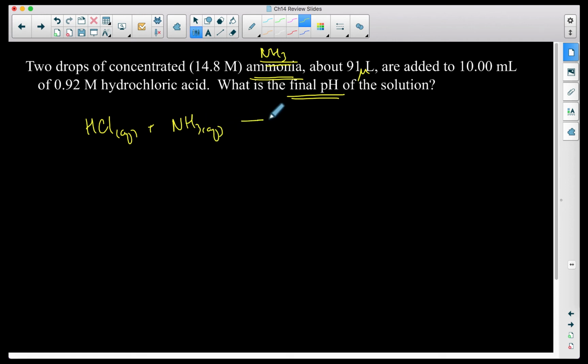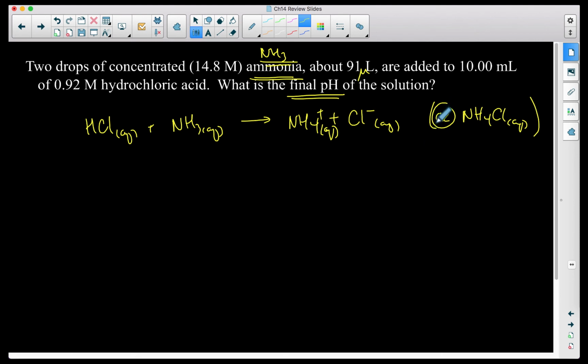Now, if this is a base, what kind of base is it? Right, it's got to be a Bronsted-Lowry base because it doesn't have hydroxide in it, which means it's a proton acceptor, right? So if we think about what that means, it's got to accept a proton from here, which means that is what we produce. And if you want to write it like this, or you could just as well say NH4Cl aqueous, and either one is absolutely fine, and I don't care.